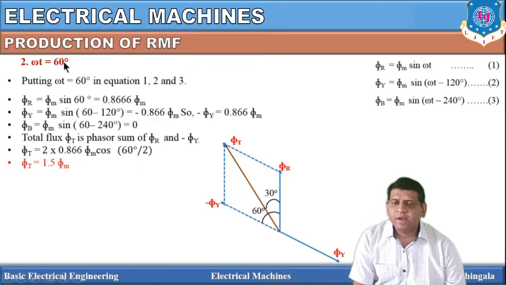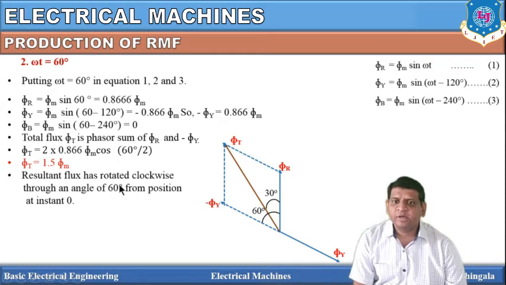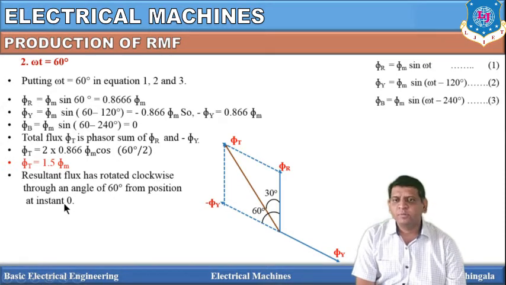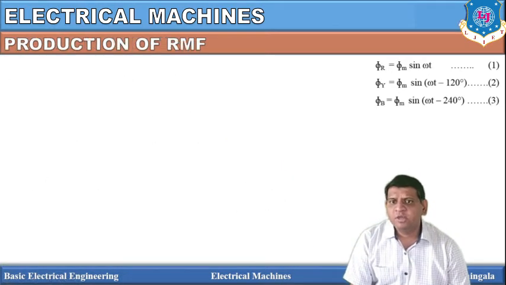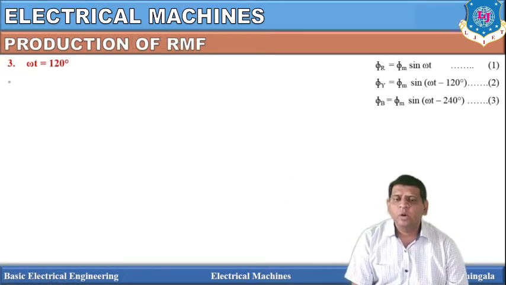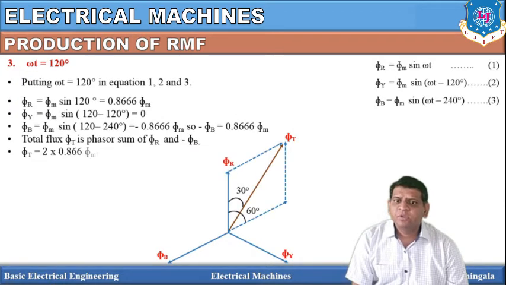So at omega t equal to 60 degrees, you can see a slight rotation in the clockwise direction. The resultant flux has rotated clockwise through an angle of 60 degrees from the position at instant 0. Now, if you take the third instant at omega t equal to 120 degrees and find phi t, the magnitude is again the same, but the position of this magnetic flux or magnetic field is again rotating in a clockwise direction.